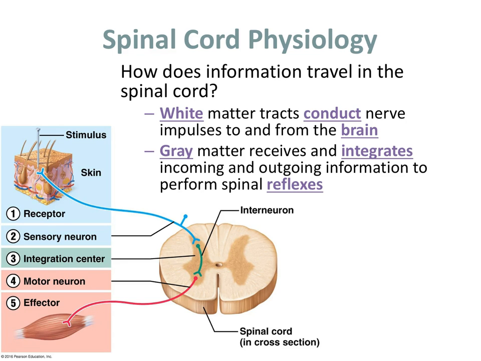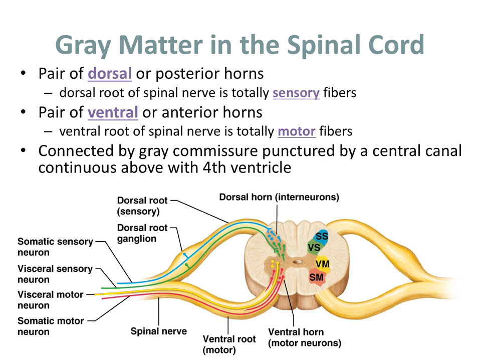So once the interneuron has integrated the information, it will send out a signal on an efferent motor neuron to an effector. Gray matter in the spinal cord includes a pair of dorsal or posterior horns, and a dorsal root comes into the dorsal horn. This dorsal root is composed totally of sensory fibers.